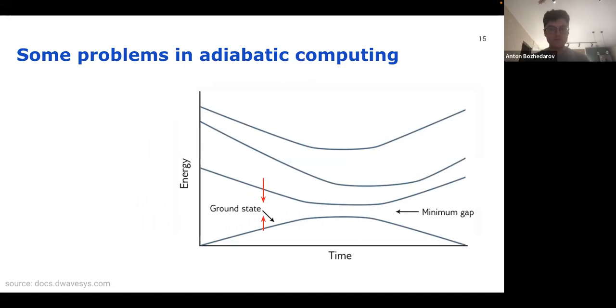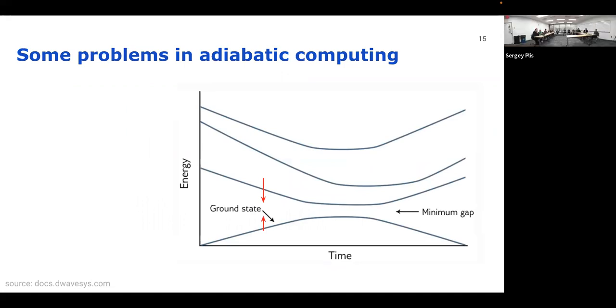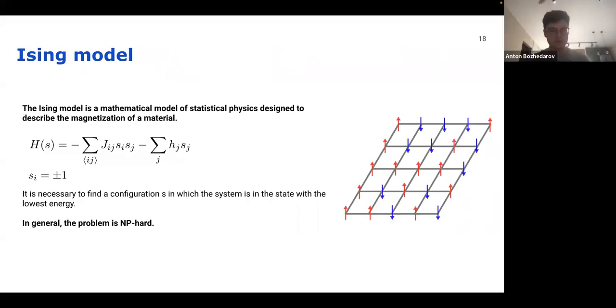computational challenges. Before you go to the next slide, Anton, can I ask a question? From here? How much time you spent on Eisen problem?